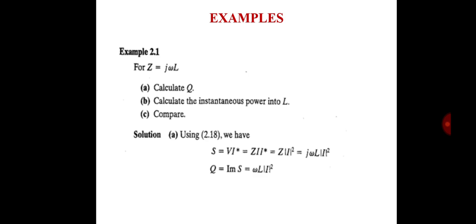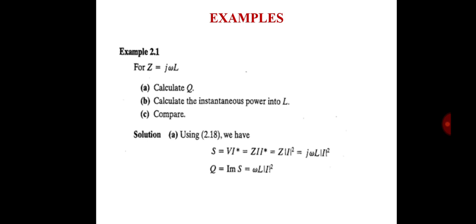Now example 2.1: for Z equal to j omega L, calculate Q, calculate the instantaneous power into L, and compare. Now what is calculate Q? We have Z equal to j omega L. Only Z equal to j omega L is given. So S is equal to V multiplied by I conjugate.